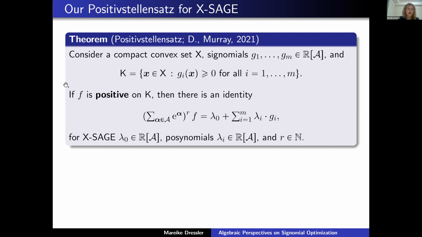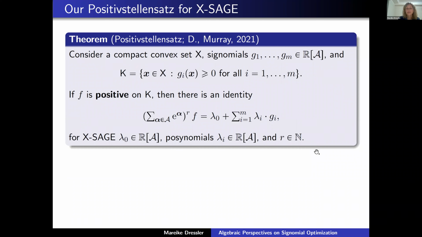And then our Positivstellensatz says that if f is positive on this possibly non-convex set, then we have the following identity, which reads like so. So we have here a multiplier, which gets multiplied to this f. And then I can write it as an X-Sage function lambda 0 and such a sum of polynomials and the other Signomials g_i.